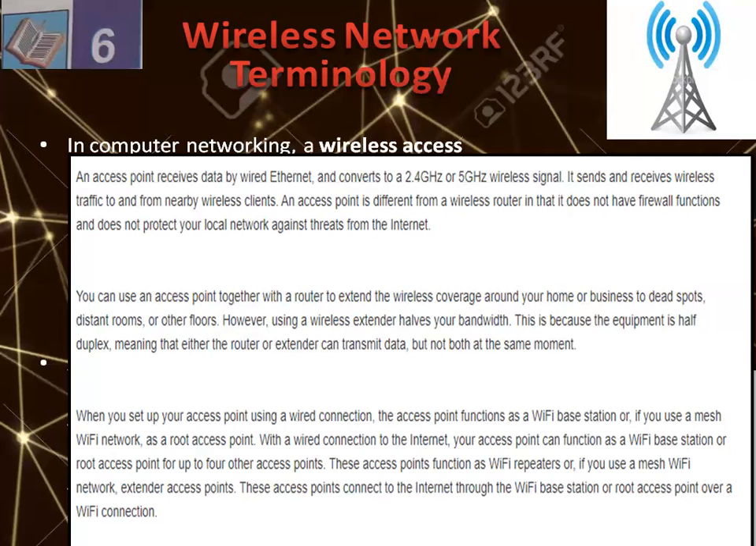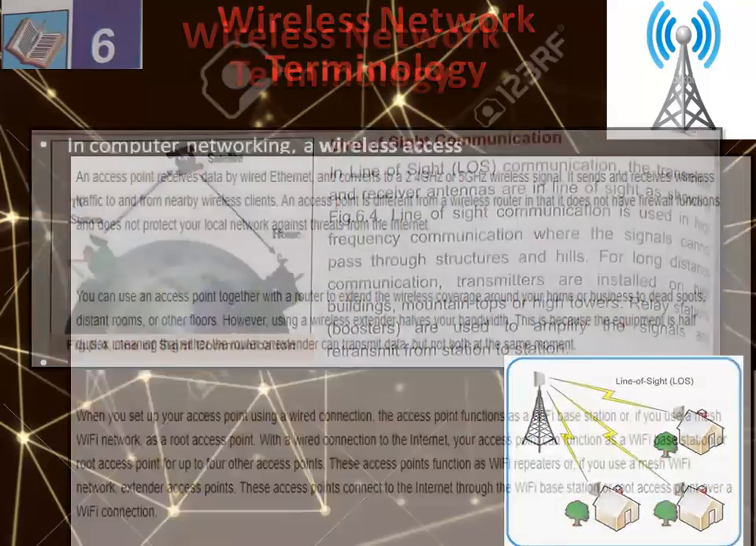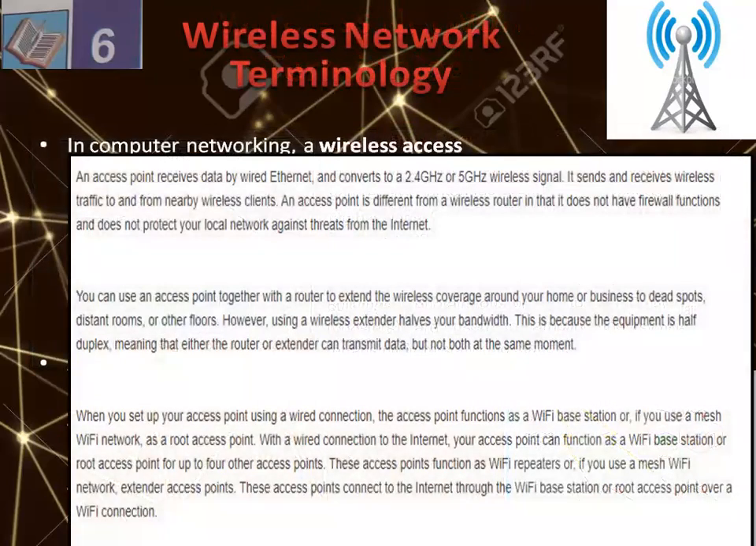When you set up your access point using a wired connection, the access point functions as a Wi-Fi base station, or if you use a mesh Wi-Fi network, as a root access point with a wired connection to the internet. Your access point can function as a Wi-Fi base station or root access point for up to 4 other access points. These access points function as Wi-Fi repeaters, or if you use a mesh Wi-Fi network, extender access points. These access points connect to the internet through the Wi-Fi base station or root access point over a Wi-Fi connection.